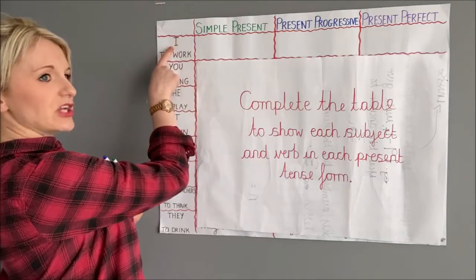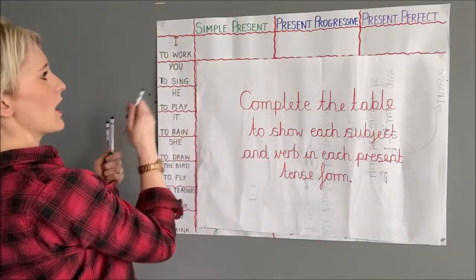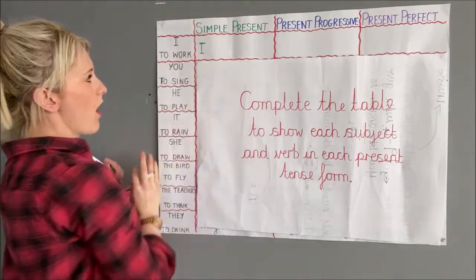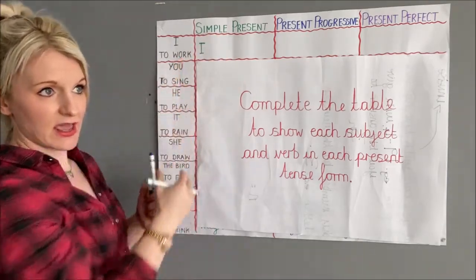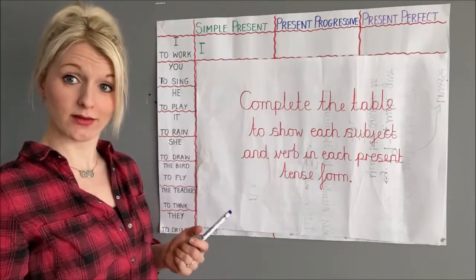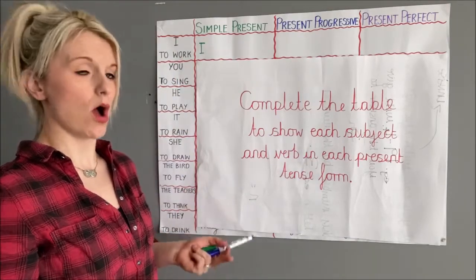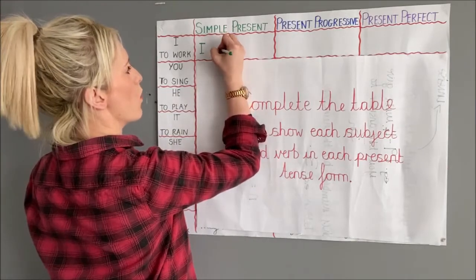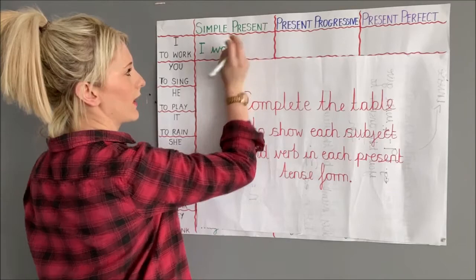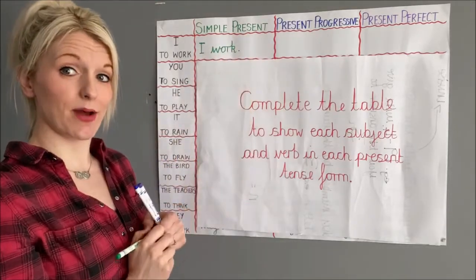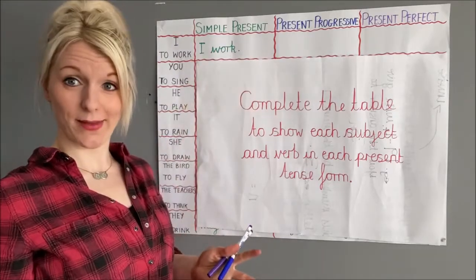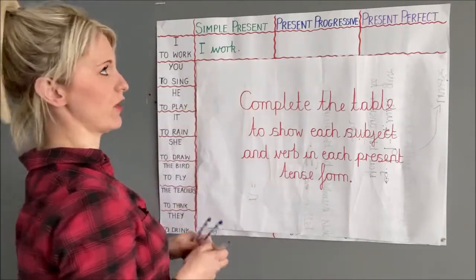So the subject is I, and I know that's going to be the first part that I need. I. The verb I've been given is to work. The simple present form of the verb to work is very simply work. I work. Okay, and I can check that that's right by saying, what do you usually do? I work. That makes sense, so it probably means that I've done it in the right way.